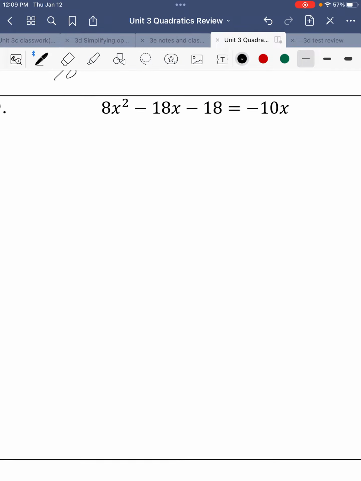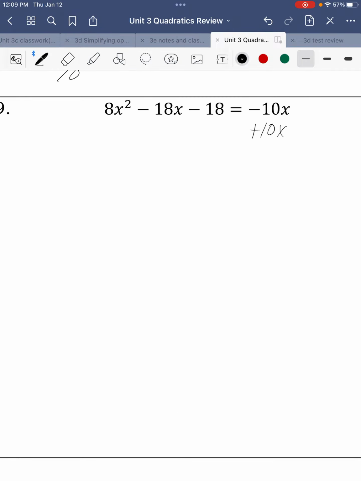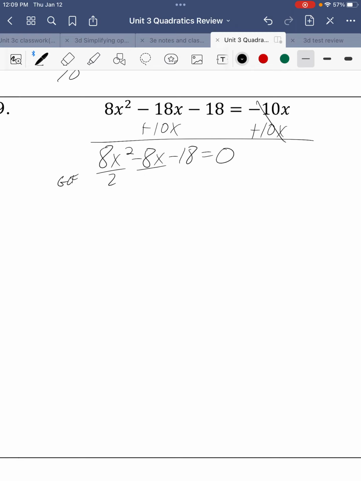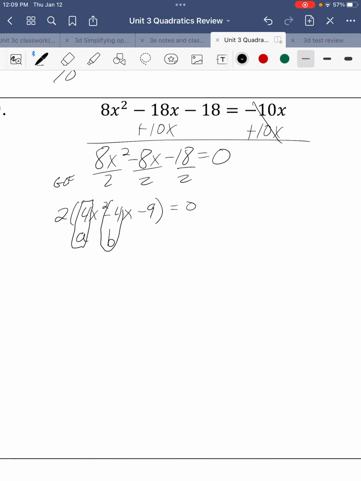And we'll do one more problem. I'll do 29. So add 10x, 8x squared minus 8x minus 18 equals 0. Greatest common factor is 2. Now there's no x with this, so the greatest common factor isn't going to be helping us with determining solutions. It just makes our a, b, and c smaller, so when we put them into the quadratic formula, they are easier to work with. So our a is 4, our b is -4, and our c is -9.